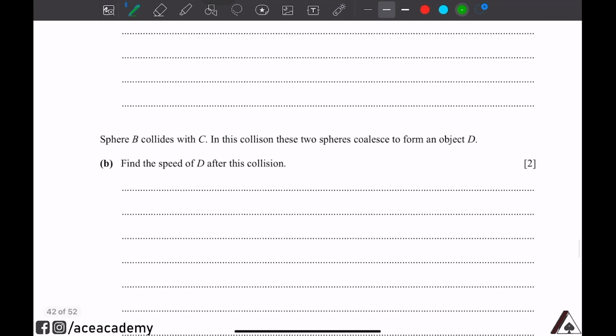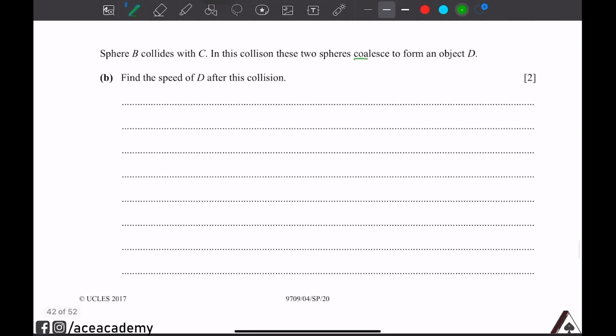Now, they're saying that sphere B collides with C and they coalesce. This means that they join together and their masses essentially add up to form one giant object, which is D. So, same as before, the momentum before the collision is the same as the momentum after. And so before we have mass of B times velocity of B plus mass of C times velocity of C is equal to the velocity of B and C multiplied with the mass of B plus the mass of C.